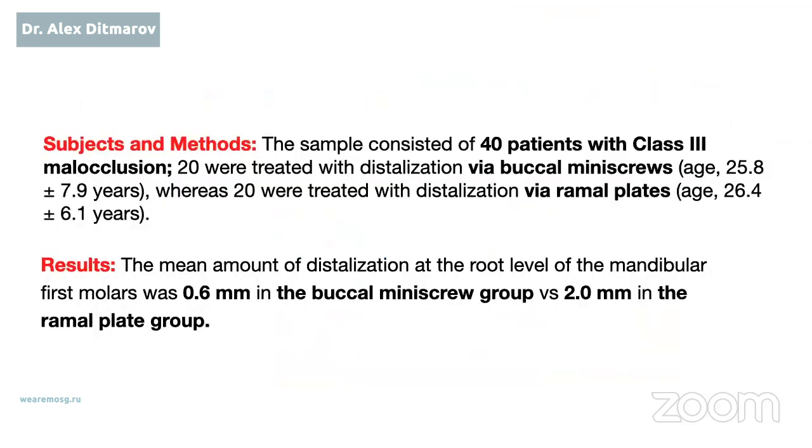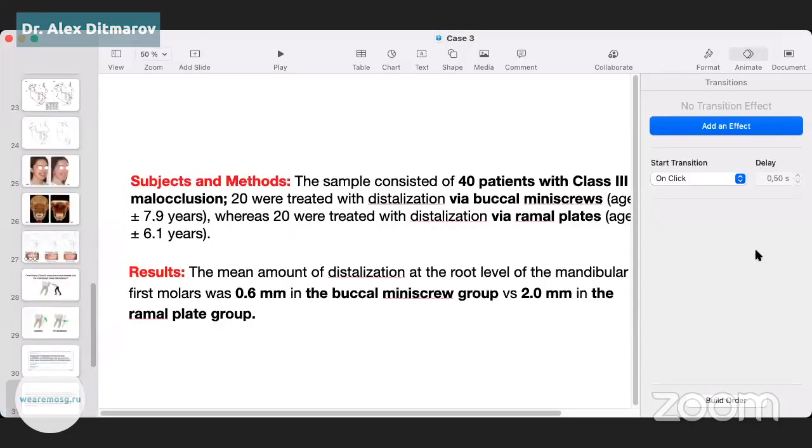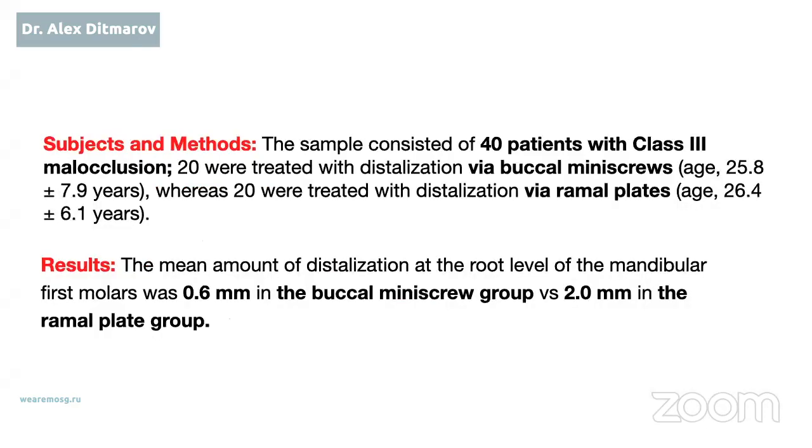So, subjects and methods. In this study, the authors collected a sample of 40 patients with class 3, and 20 patients were treated with molar distalization on the lower jaw with mini screws. Mini screws are very popular now. They're highly advertised, marketed. Everyone uses mini screws nowadays. It looks so.